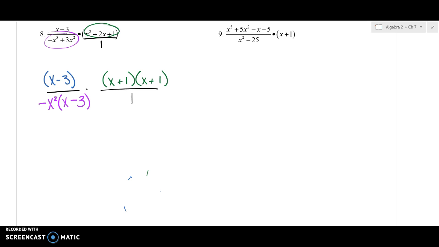So, what cancels? The only thing that cancels is x minus 3, which is a little bit unfortunate. For our final answer, do you see how the green x plus 1s are both exactly the same? If the factors are exactly the same, it's x plus 1 squared. X squared is on the bottom, and we're going to move the negative to the top.